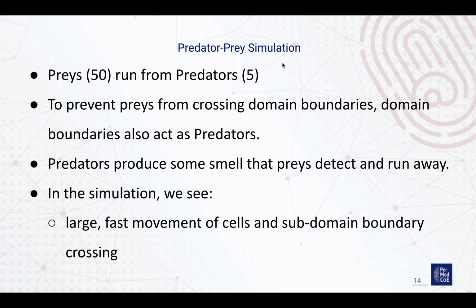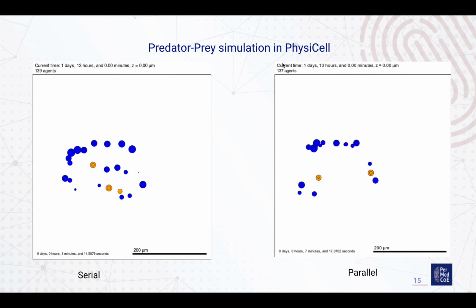There are 50 preys which run from predators. To prevent the preys from crossing the boundaries, the domain boundaries also act like predators. The predators produce some kind of a smell which the preys detect and run away. The challenging part about this particular simulation is that you see a large, fast movement of cells across the subdomain boundary. This is the simulation.